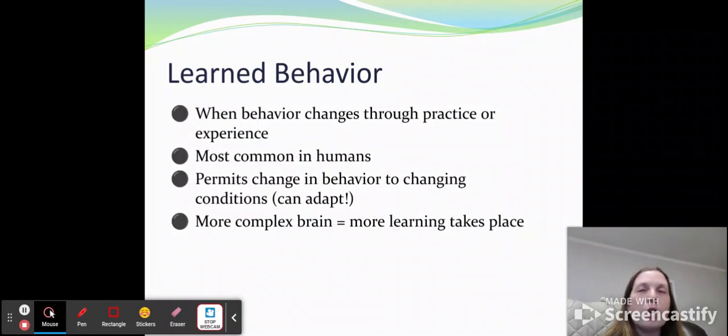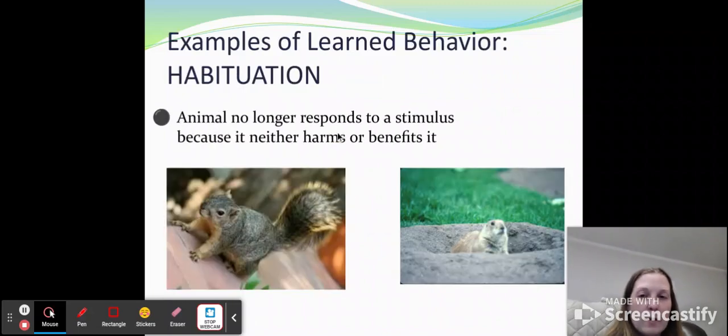So now that we've learned about the innate behaviors, now let's talk about the learned behaviors. Just common knowledge off the name, these are taught through practice. These are learned. So these are most common in humans. And it permits change in behavior to changing conditions. So that means you're able to adapt to your situations. Species that are able to have learned behaviors have more complex brains because more learning will take place.